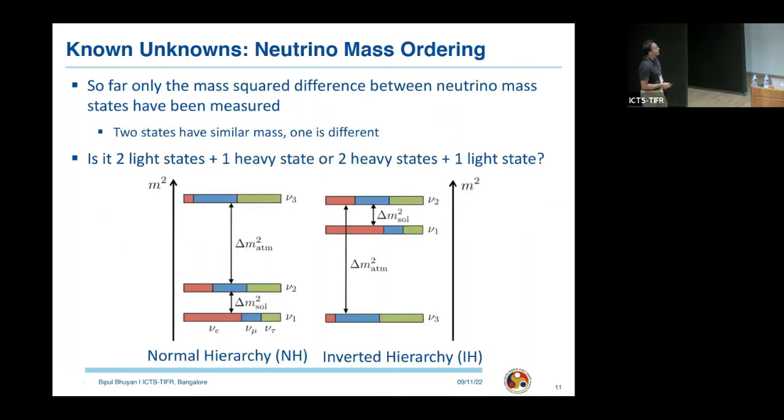All right, and the second known unknown, I think we heard about that already. Again, we have only been able to measure the mass square differences between two different neutrinos, but we do not know which ordering is the preferred one. For example, whether it is two light states and one heavier state, or the inverse of the particular diagram, where nu1 and nu2 are at higher masses compared to nu3. So which one is the correct picture for the neutrinos, the normal hierarchy or the inverted hierarchy, is still unknown, and that is something that we need to find out.